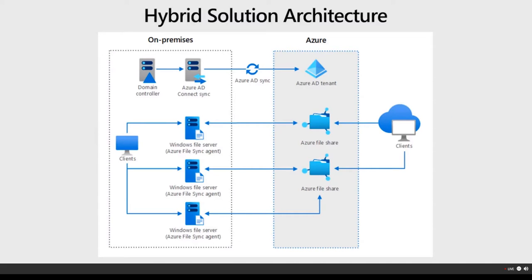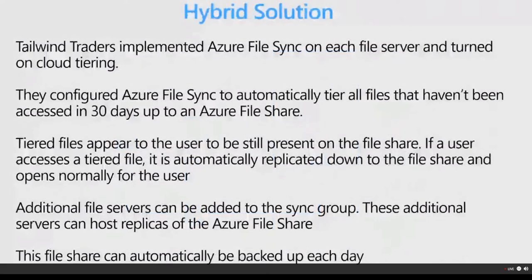If Tailwind Traders implements Azure File Sync, they can turn on cloud tiering, and they could turn on Azure File Sync to automatically tier any file that hasn't been accessed for 30 days. So with OneDrive, you've got to do it manually. You've got to say, hey, let's put this folder up into the cloud.